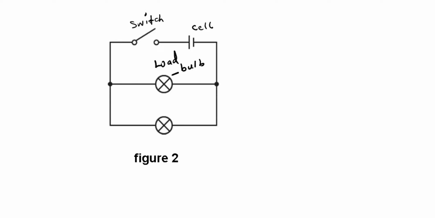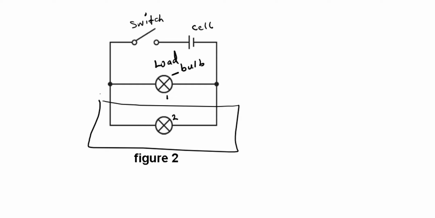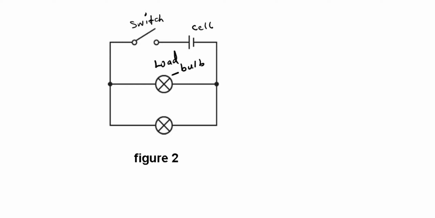Now, there is one interesting thing you need to note here. Let's assume that you cut off this. Let's label this 1 and this 2. When you cut off 2, you will see that bulb 1 will also be on. It will light up because it is connected in parallel. Even when you cut off 1, you will see that 2 will also be on because it is connected in parallel.